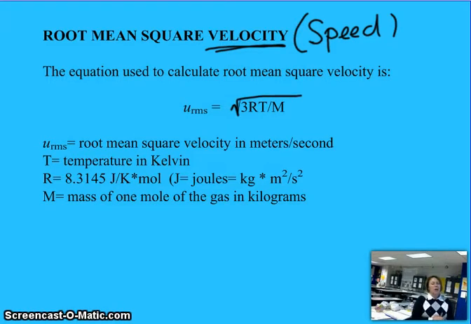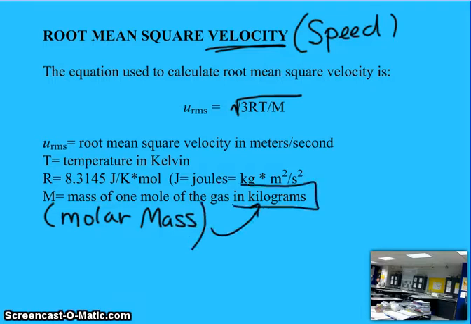And again, we have to talk about these variables. R is the 8.3145 R. It's the joules, the energy R, okay? T is your temperature in Kelvin, and M is your molar mass. But it's not your molar mass in grams. It's your molar mass in kilograms. So we can calculate the speed or velocity of the gas particles as well. But this time it's not only temperature dependent, it is dependent upon molar mass.